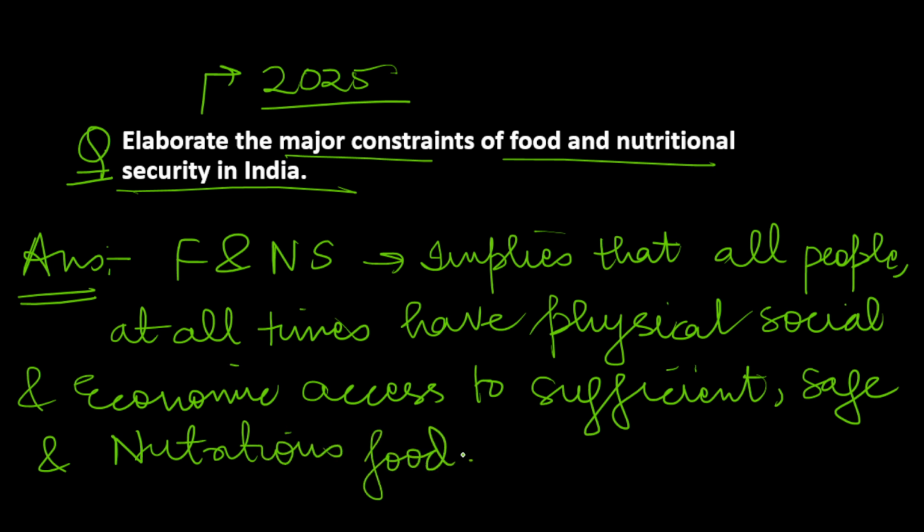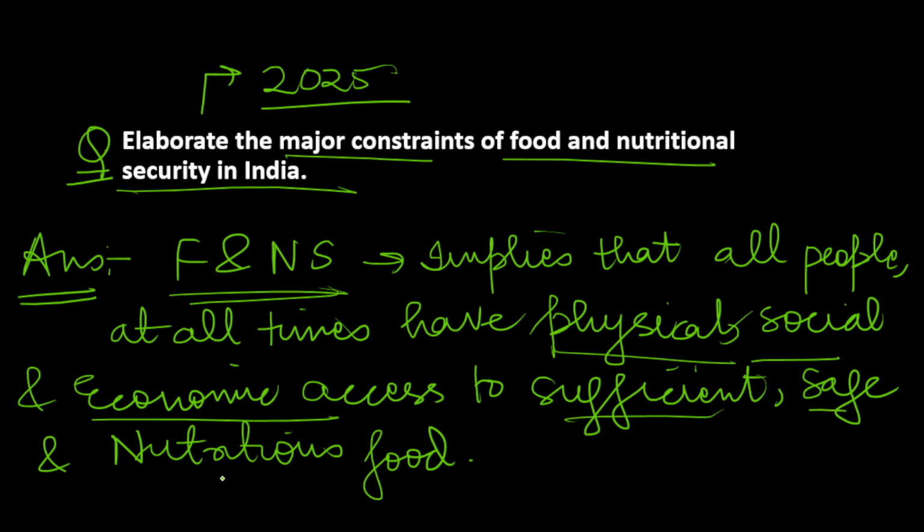So this is how you can start by defining food and nutritional security, that everyone should have at all times physical, social, and economic access to sufficient, safe, and nutritious food. If you write this sentence, it will be a very good introduction to a question like this. Whenever there is a question on food security or nutritional security, you can introduce like this.